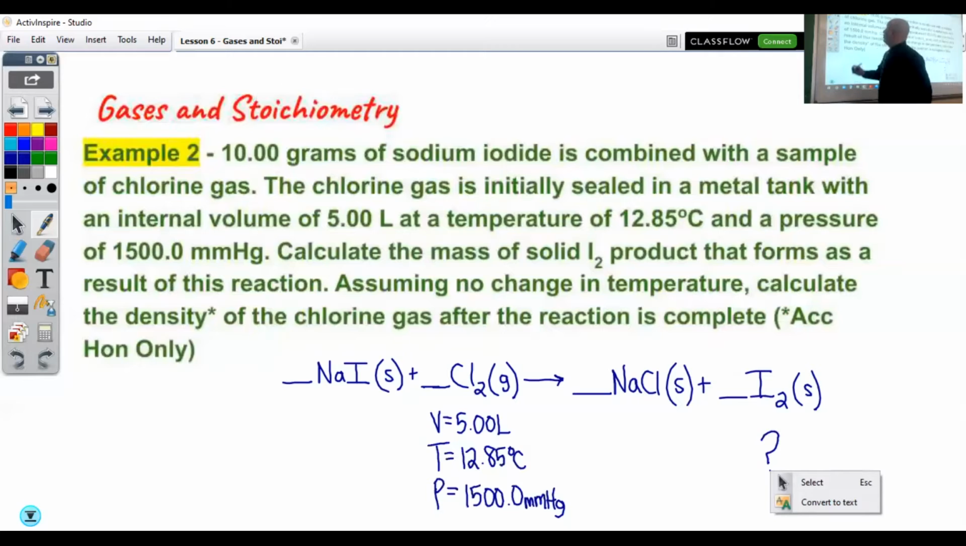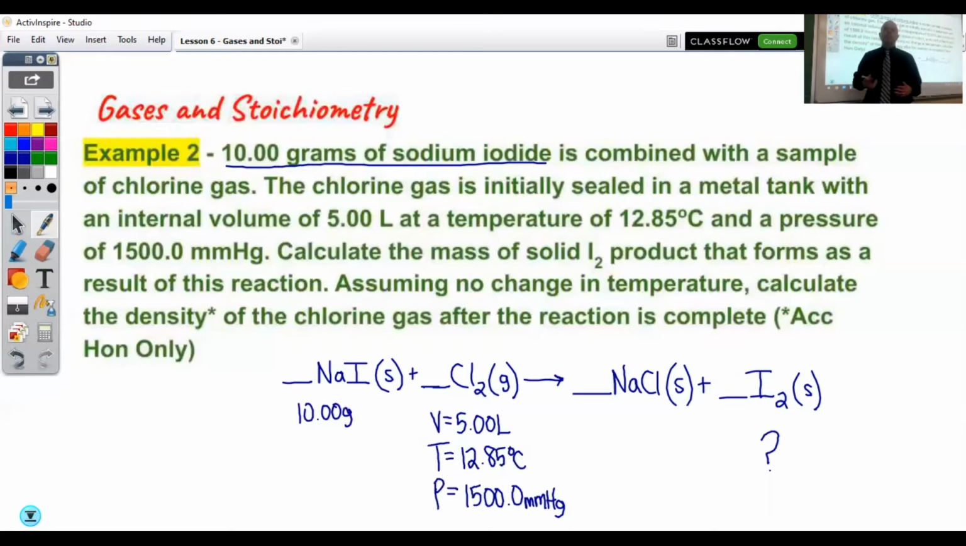We are also told right here in the beginning that we have 10 grams of sodium iodide. Since we are provided the starting amount for both reactants, and since neither reactant is in excess, we're going to have to figure out which one of our two reactants will run out first. This is your typical situation with a limiting reagent problem. The only difference is this time, one of our reagents is a gas. So instead of giving you two different masses, we have the mass of one substance, and then we have pressure, volume, and temperature conditions for the second.